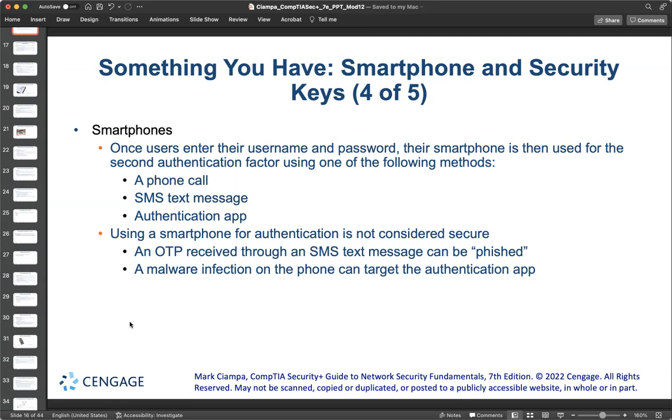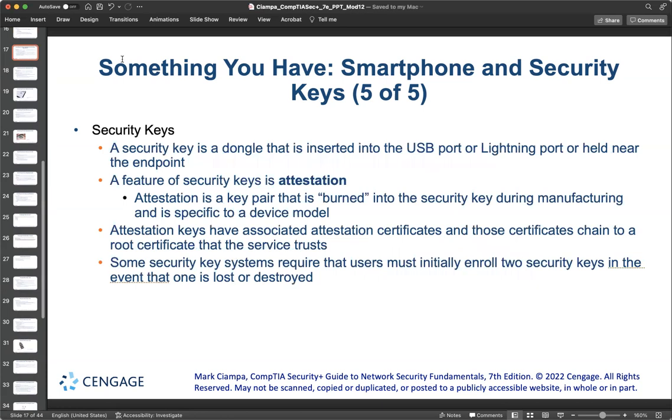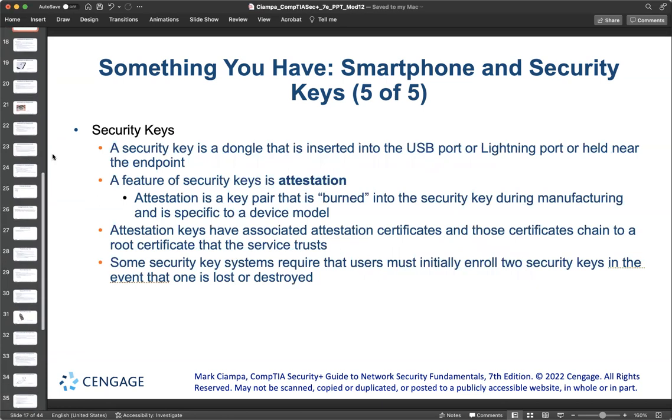right? So using a smartphone for authentication is not considered really that secure, because an OTP received through an SMS text message can be phished. A malware infection on the phone can target the authentication app, or any kind of security problem, any kind of vulnerability on your phone being exploited may end up with your OTPs being stolen, right? So we cannot say it is not secure, but it's not the best secure situation.